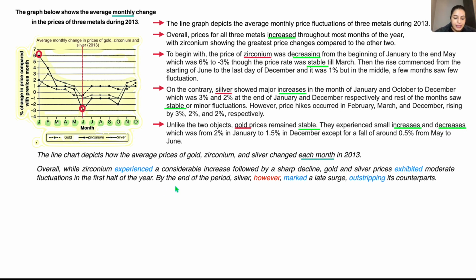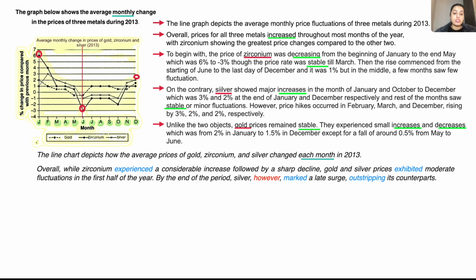And then we said by the end of the period. Here you can see that silver outraced both gold and zirconium, right? So that's why we said that by the end of the year, silver, however, marked a late surge, outstripping its counterparts. Now the counterparts are gold and zirconium. So this is now our overview.